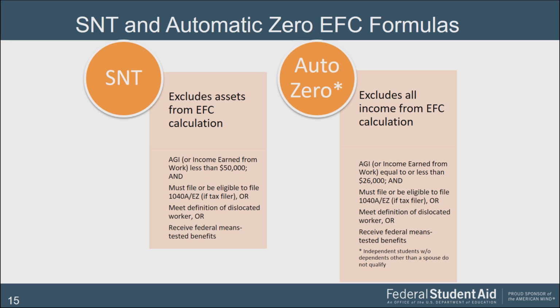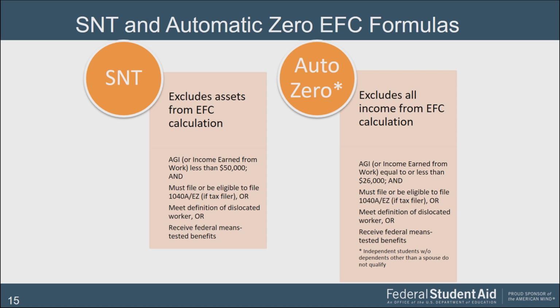In order to qualify for an automatic 0 EFC, it's the same criteria that I just went over with a few exceptions. First is the income threshold. The income amount has to be less than $26,000, sorry, equal to or less than $26,000. For a dependent student, if the parent's AGI, and they're a tax filer, is less than or equal to $26,000, and they meet any of that other criteria that I just went over, then they're eligible for the automatic 0 EFC. If they're a non-tax filer, it's income earned from work equal to or less than $26,000.